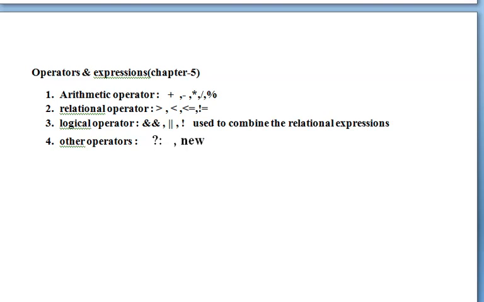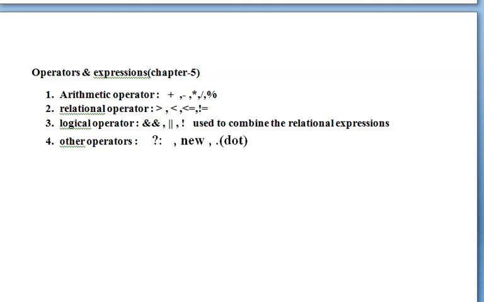New is used to allocate memory to the objects, and one operator is the dot operator, which is used to call the variables or the methods of the class. So these are the categories of other operators. Now we will discuss the different types of operators.